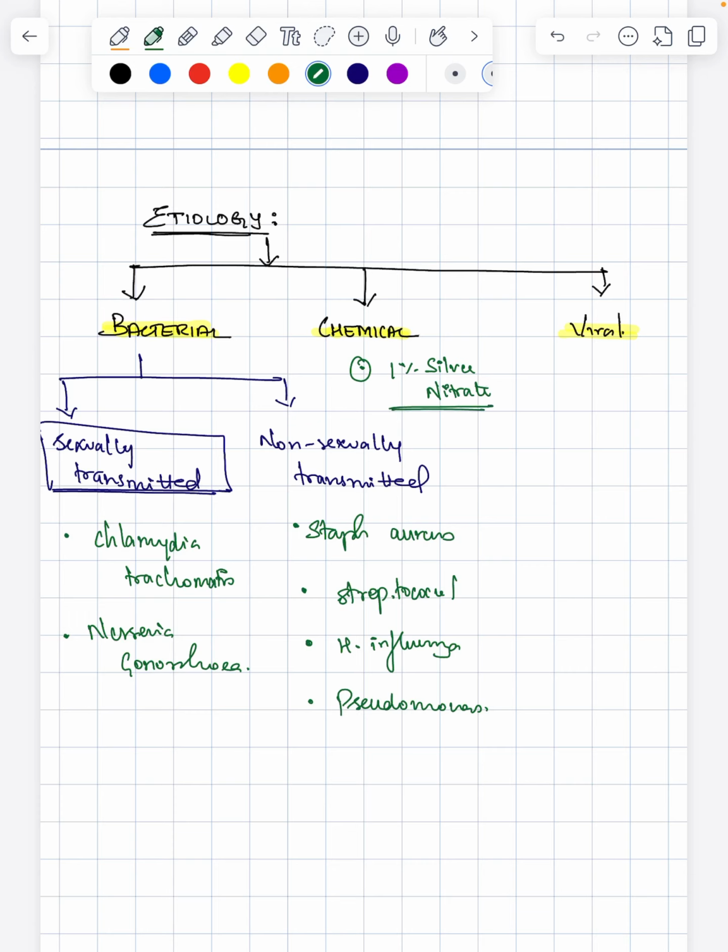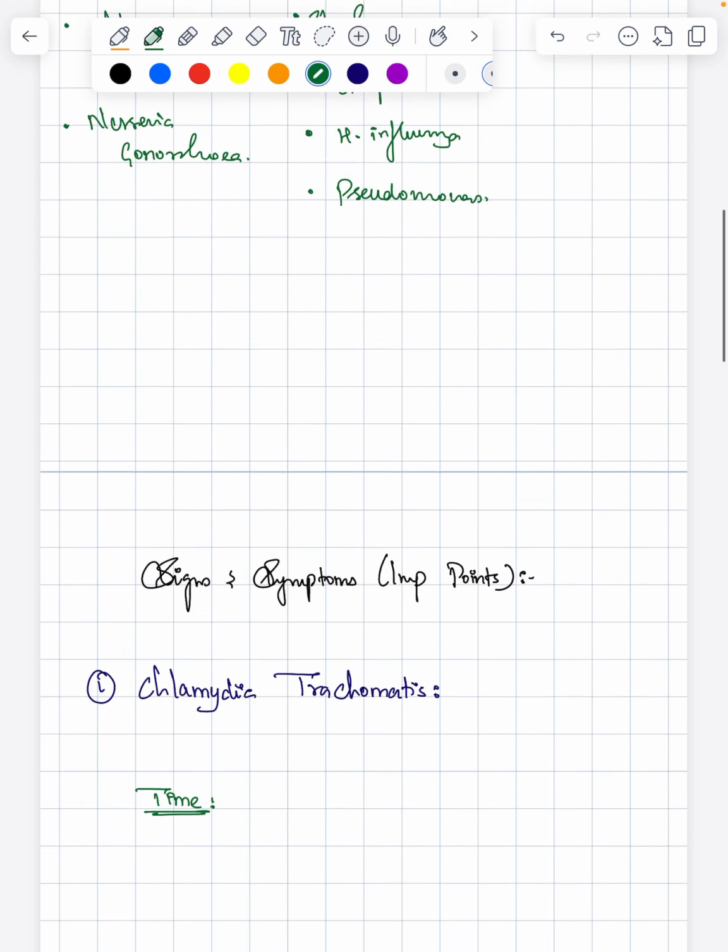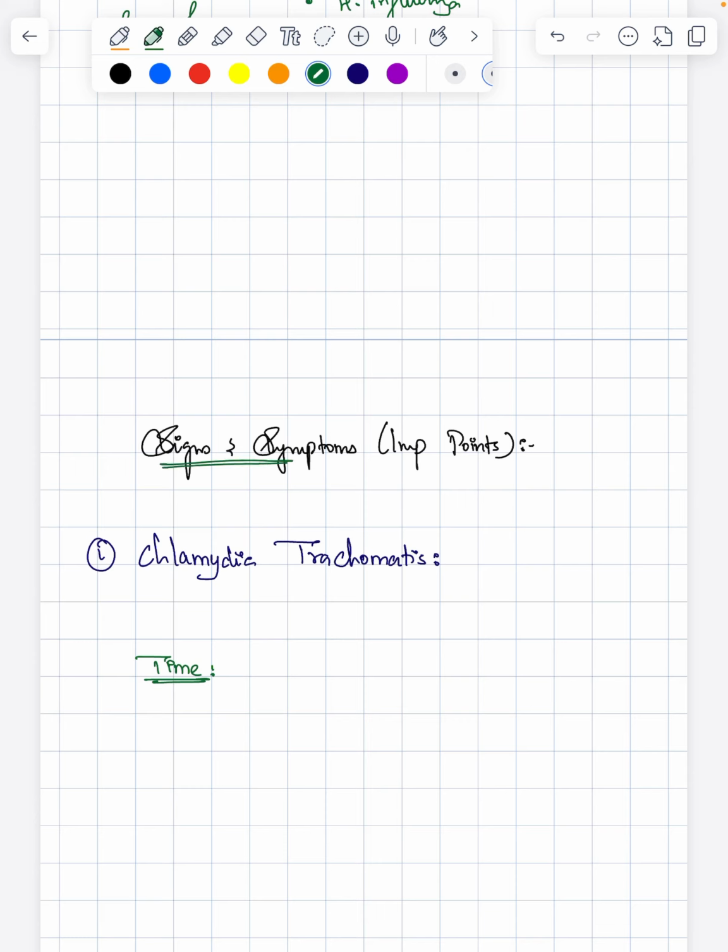Next, coming to viral causes, which are very rare. One is adenovirus, second is herpes simplex, third is enterovirus. These are the most common viruses that can cause ophthalmia neonatorum in the child. What are the specific signs and symptoms pertaining to the particular bacteria, virus or chemical instillation? Important points we can talk about here.